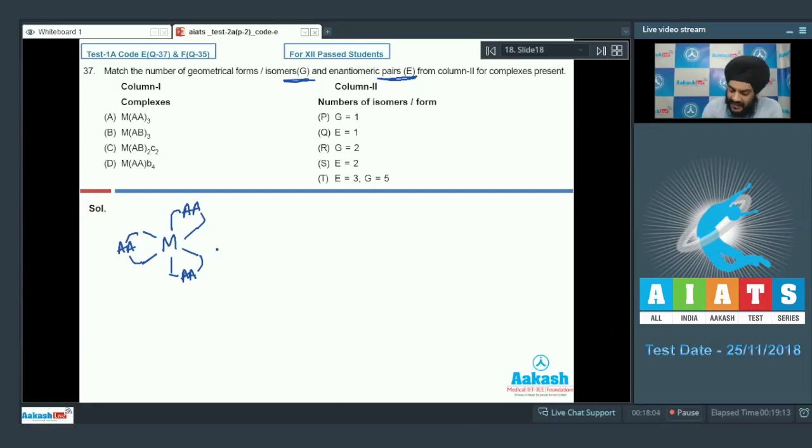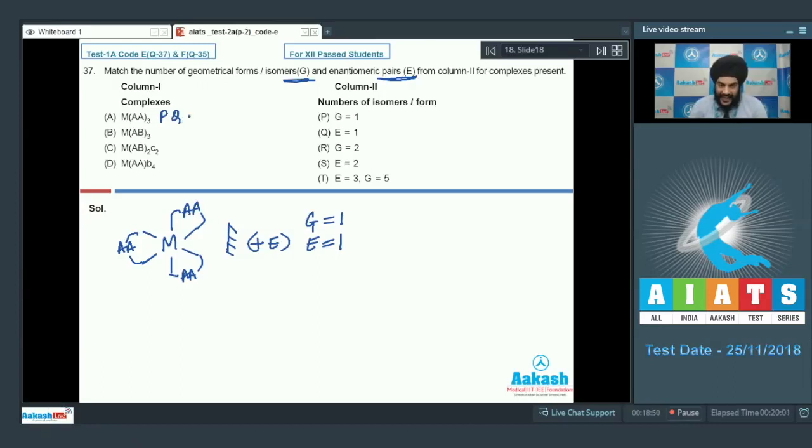So we know that this is optically active. So it will have a mirror image which is non-superimposable. So we can call it plus its enantiomer. So it will have only one geometrical form. It cannot have the trans isomer. It can only have the cis isomer, as if we try and form the trans isomer, the compound will become very, very strained. So we can see that the geometrical isomers for this complex is equal to 1, whereas it also has one enantiomeric pair. So E is equal to 1. So the complex given in option A will be matched with P and Q.